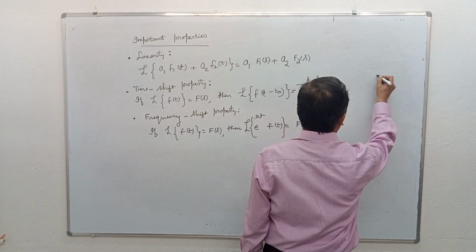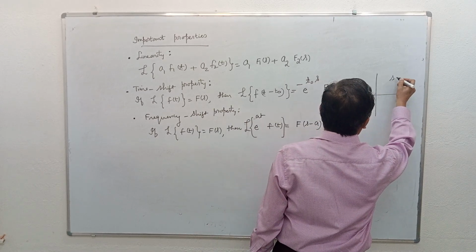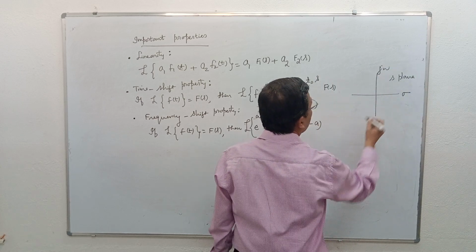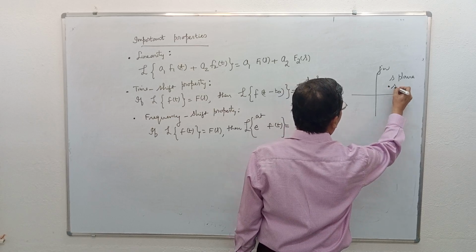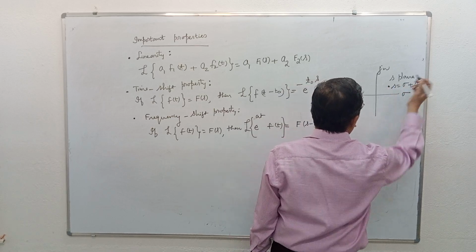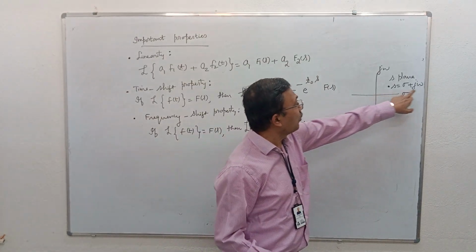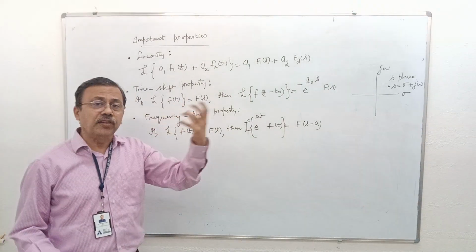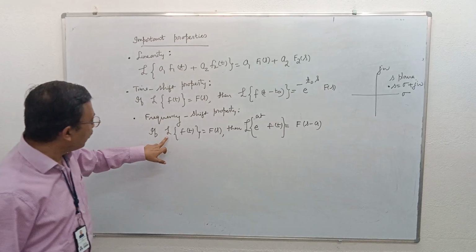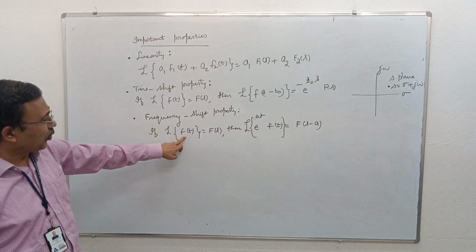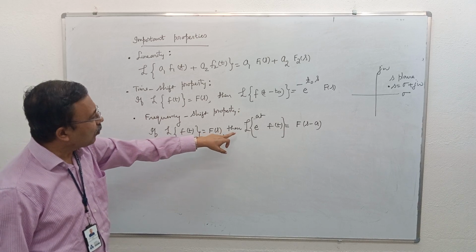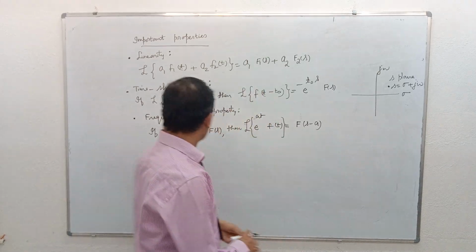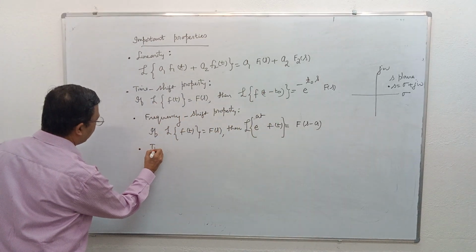Why is it called frequency shift property? If you see the S plane, it has got real axis sigma, imaginary axis j omega. Any point in the S plane is given by s is equal to sigma plus j omega. That means s is a function of omega. Therefore, any function of s is called a frequency domain function. Very important property: if Laplace transform of f of t is equal to F of s, then Laplace transform of e to the power at into f of t is equal to F of s minus a.